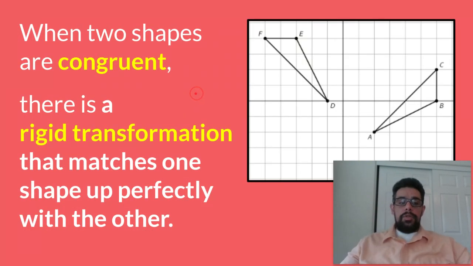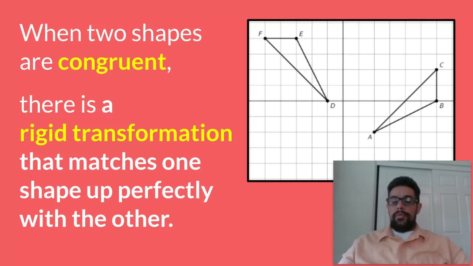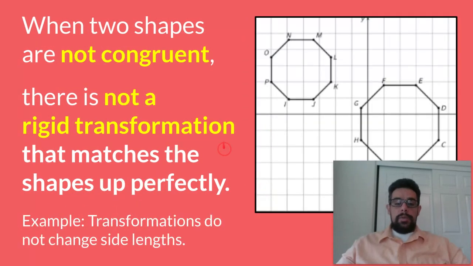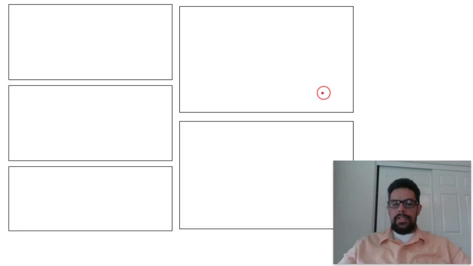All right. When two shapes are congruent, there is a rigid transformation that matches one shape up perfectly with the other one. When we were using Desmos, we were able to match up the shapes. Like we said, if you can describe it and say, oh, it's a rotation this many degrees around the center, then that is enough to say that it is congruent. When two shapes are not congruent, there is not a rigid transformation that matches up perfectly. So if you were to translate this octagon over this one, you will see that it does not match perfectly because they are different sizes.